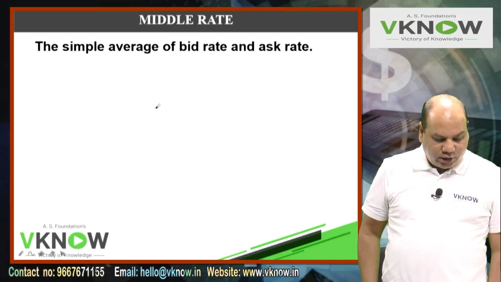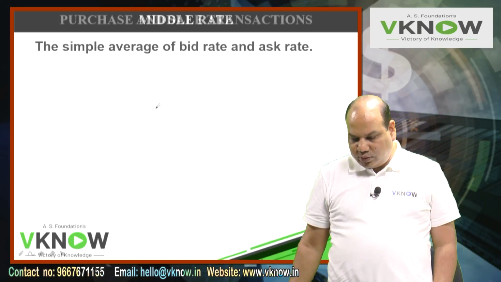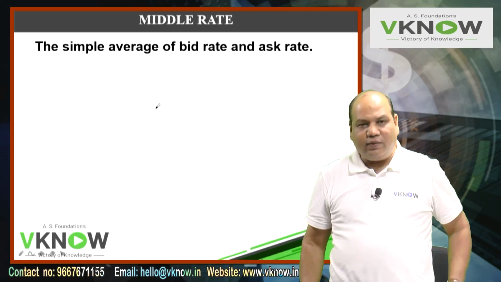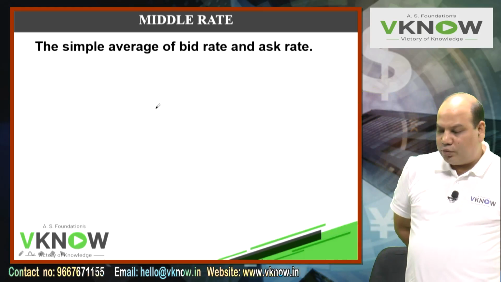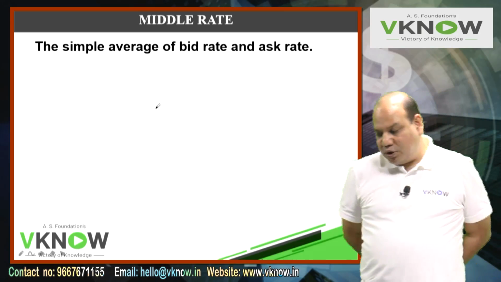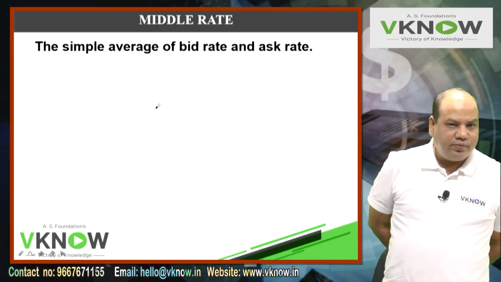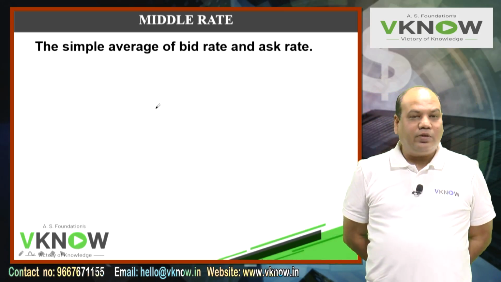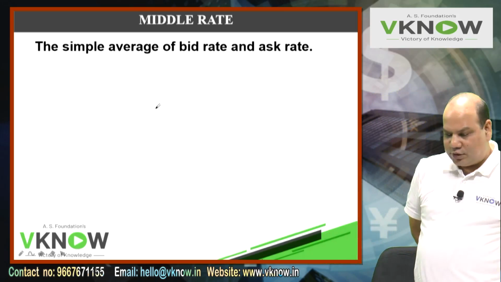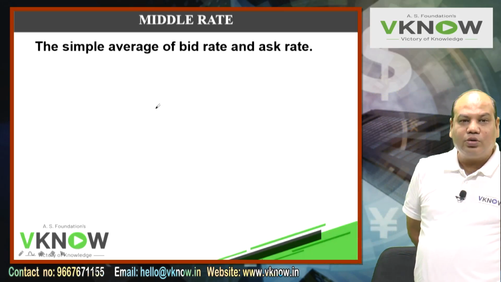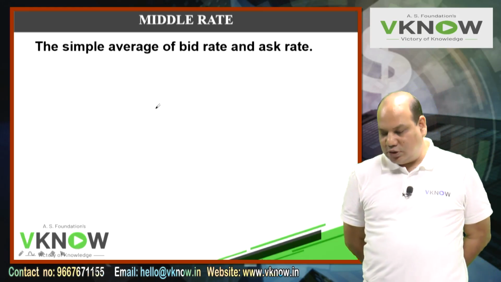Next paragraph, write down middle rate. What is middle rate? Write down just one line: the simple average of bid rate and ask rate. This is not very useful to us in our chapter, because if bid rate and ask rate are given, the bank will apply the bid rate when it is buying foreign currency, and the ask rate when it is selling foreign currency. We have already seen the rules. Direct quote, buy low, sell high. Indirect quote, buy high, sell low.